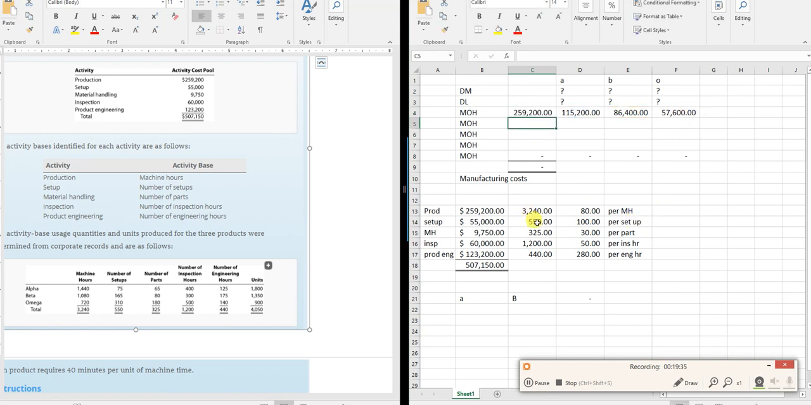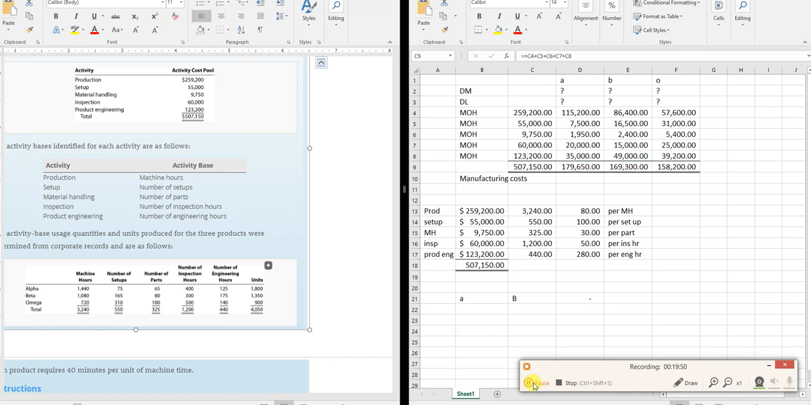And I'm going to go through and do the same thing for every single one of these. So this one will be $100 per setup times 75. Okay, and et cetera, et cetera. I'm going to pause this while I fill it in. Okay, so I've done this with all of them. So let me go to the production engineering. I have 280, so 280 times 125 is 35, etc., etc.